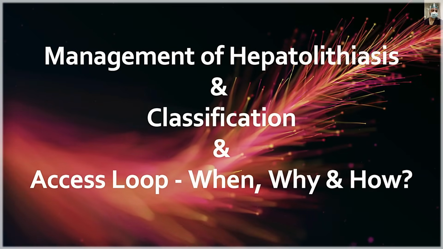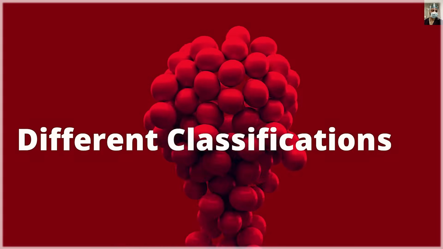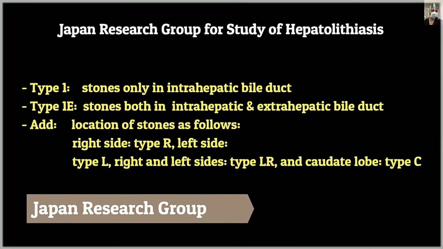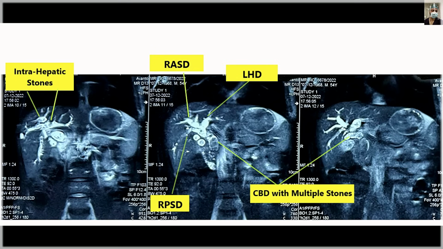First of all, let's see what are the different classifications of hepatolithiasis. Friends, this classification is one of the simplest you will find, and it's given in Blumgart. This is by the Japan Research Group. It is type 1 and type 1E. Type 1 is when there is stone only in the intrahepatic bile duct, and type 1E is when extrahepatic, so stone both in the intra and extrahepatic bile duct. So the patient whose clinical scenario we discussed in the first part, we are dealing with type 1E because he had stones both in the intra and extrahepatic duct.